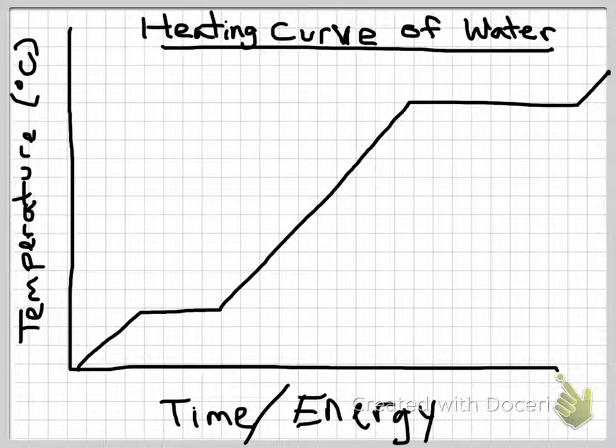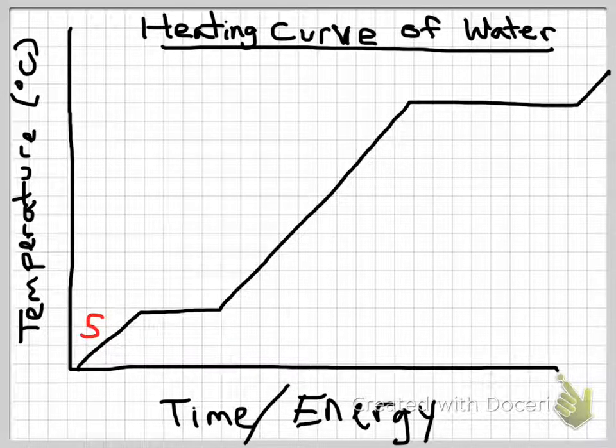This is a graph of the heating curve for water. As you can see, the y-axis is temperature and the x-axis is time or energy. So over time, we are adding energy and the temperature is generally increasing. We are starting with ice. So at our initial times, we just have solid ice.